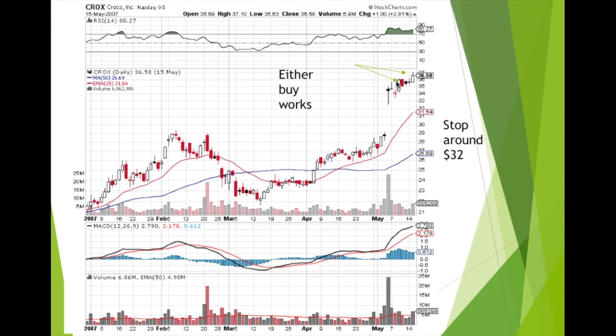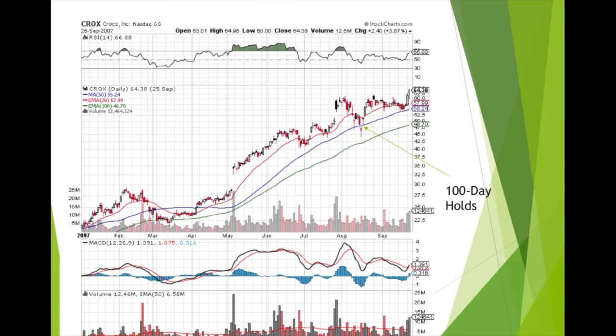So you could buy on this day. And if you miss that day, it consolidates quietly here. You could buy it on this day. And you put your stop around 32, which is down here. Okay, let's see what happens with Crocs. Okay, so it heads higher. We're buying it down here.